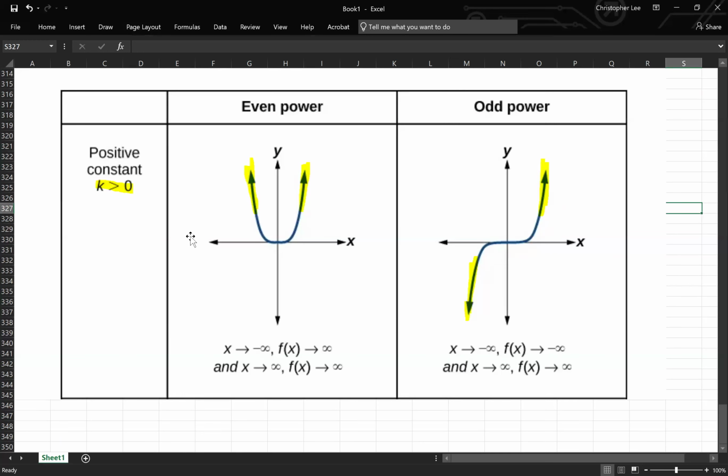Negative infinity is to the left. The y values are going to infinity. Positive infinity is to the right. The y values are going to infinity. That's for an even power.